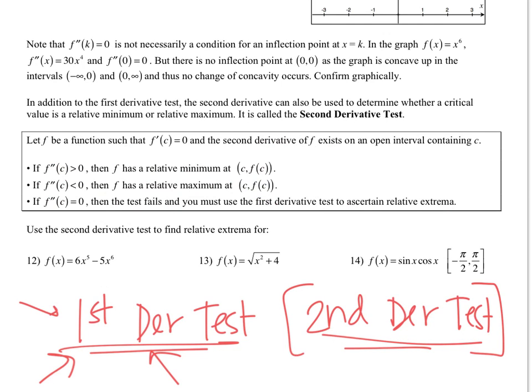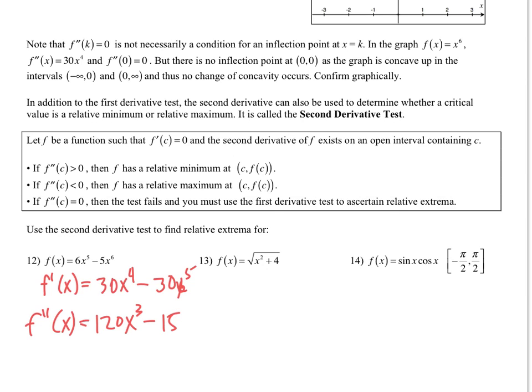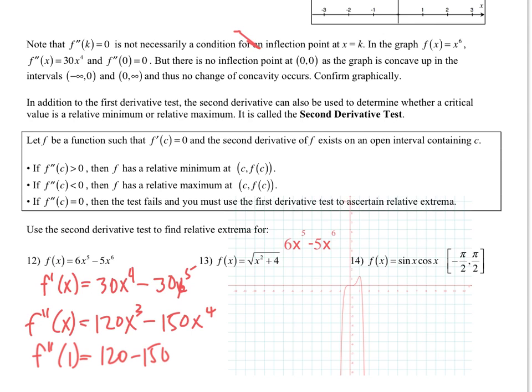I've usually used the first derivative test, but if we want to use the second derivative test to find extrema, we can do one of those. Our first derivative here is 30x to the fourth minus 30x to the fifth, and our second derivative is 120x to the third minus 150x to the fourth. That is a lot of x's.